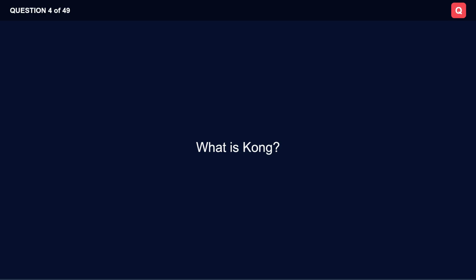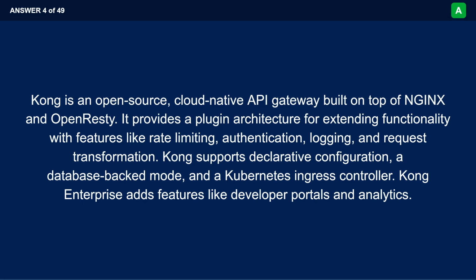What is Kong? Kong is an open-source, cloud-native API gateway built on top of NGINX and OpenResty. It provides a plugin architecture for extending functionality, with features like rate limiting, authentication, logging, and request transformation. Kong supports declarative configuration, a database-backed mode, and a Kubernetes ingress controller. Kong Enterprise adds features like developer portals and analytics.